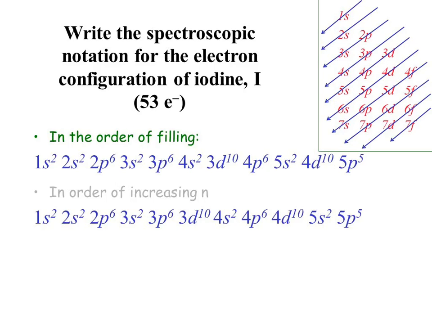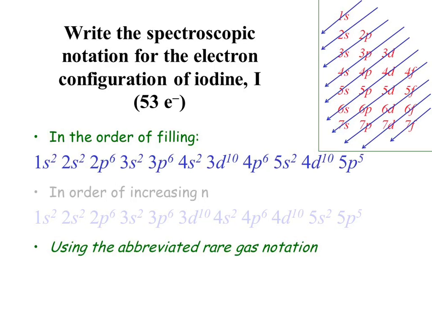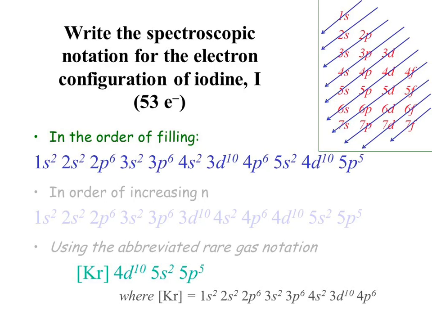To me, to do the abbreviated rare gas notation, you really have to do the order of filling, because it makes the most sense to me. In the order of filling, when we got to this point, we knew that we had a rare gas, and that rare gas corresponded to krypton. Does that make sense? I think the order of filling is easier for coming up with a rare gas notation.